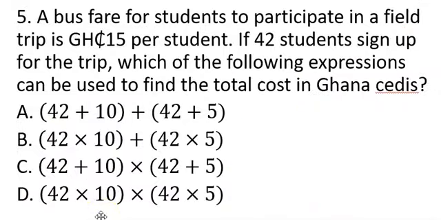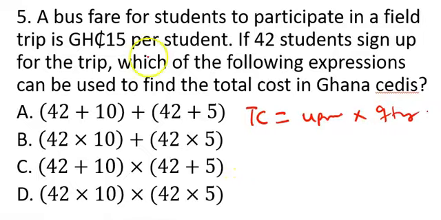The next one: a bus fare for students to participate in a field trip is 15 Ghana cedis per student. If 42 students sign up for the trip, which of the following expressions can be used to find the total cost in Ghana cedis? Total cost is the unit price, the cost per head, times the quantity. The cost per head is 15.